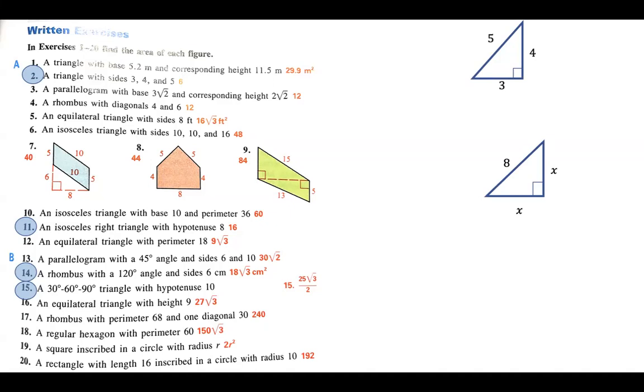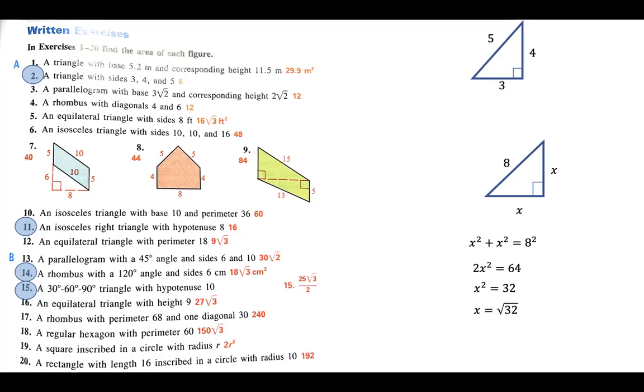Remember, we're trying to do area, so I need base times height. So that's x times x divided by 2. So I just need to find out what x is. I could use Pythagorean theorem. That'd be the easiest one. So a squared plus b squared: x squared plus x squared equals 8 squared. So that's 2x squared is equal to 64. Divide both sides by 2. Take the square root of 32.